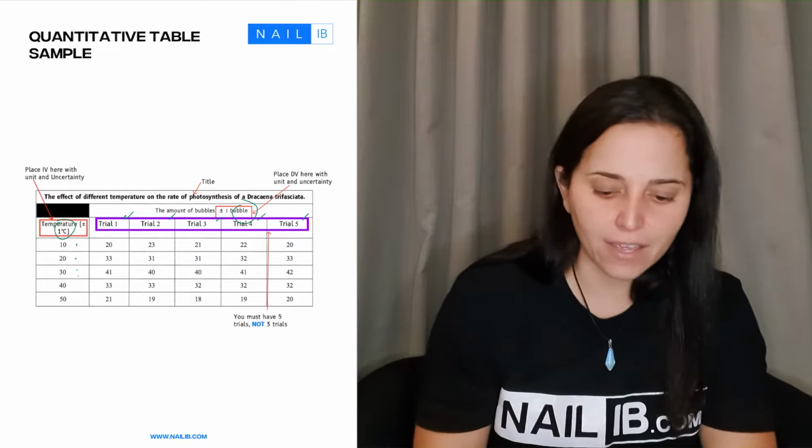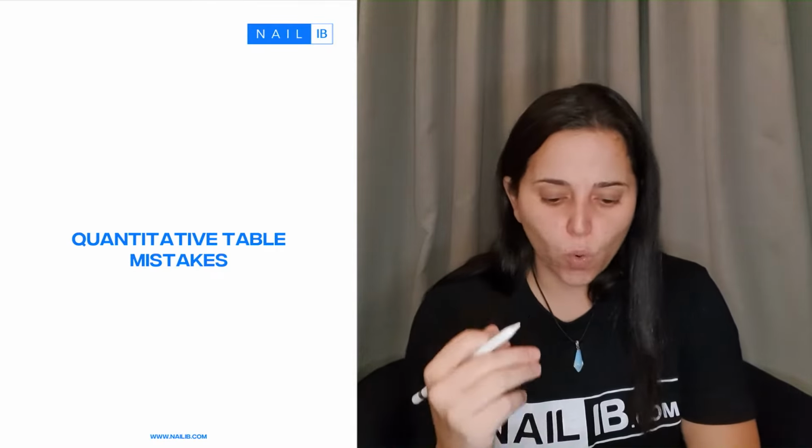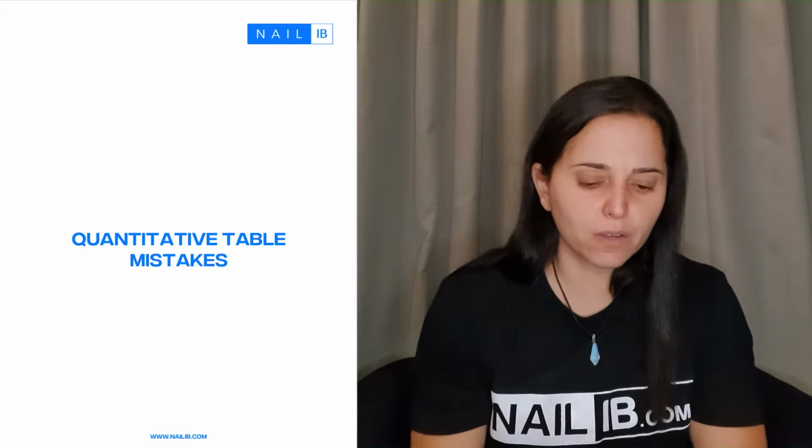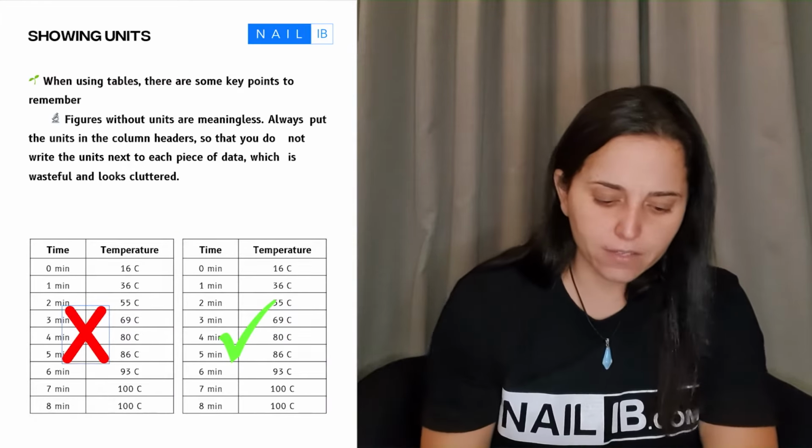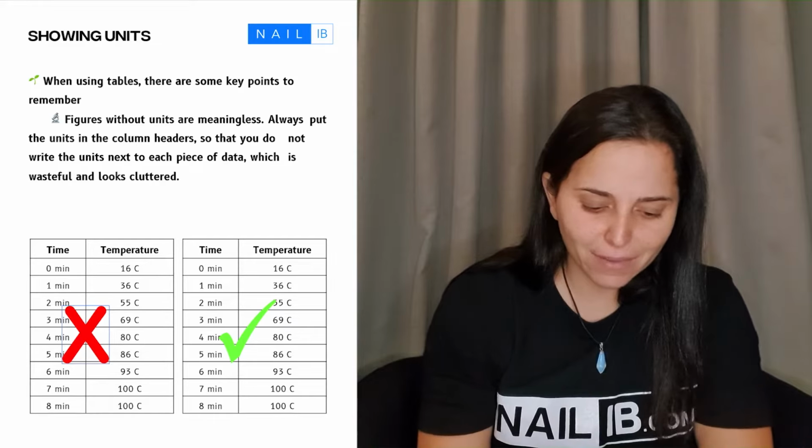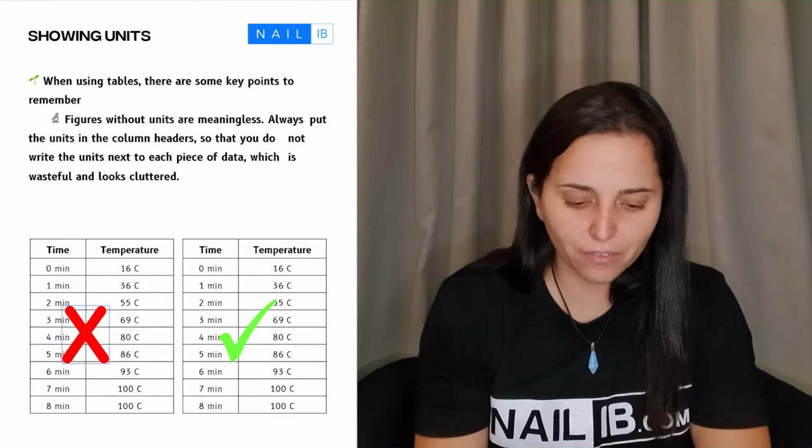Again, nothing calculated. So, when it comes to quantitative table mistakes, let's look at the ones that we usually find. The first one is you are basically putting all the numbers and stuff like this.